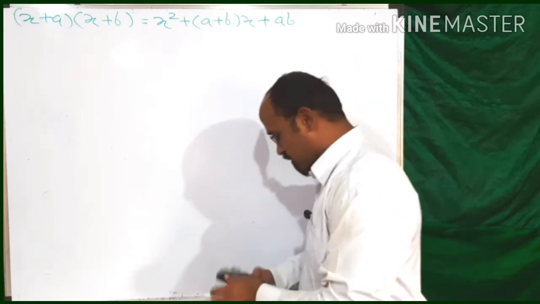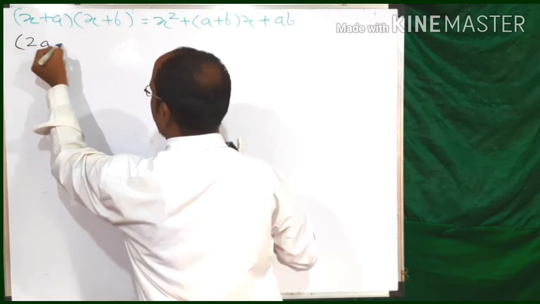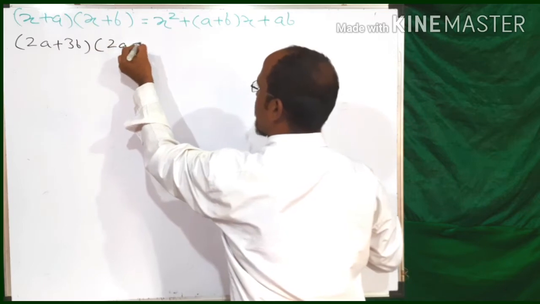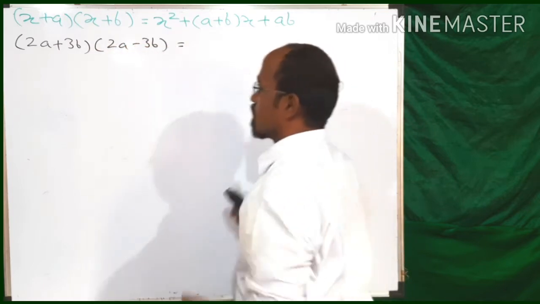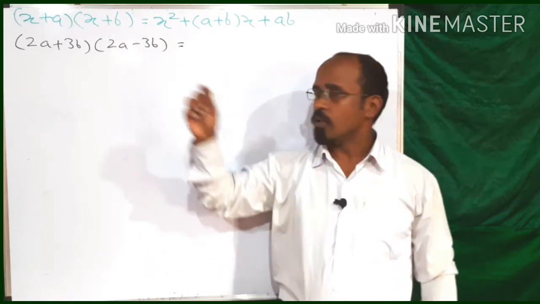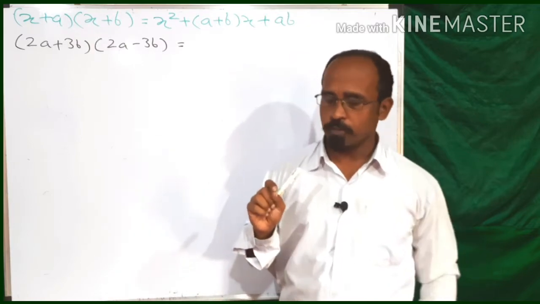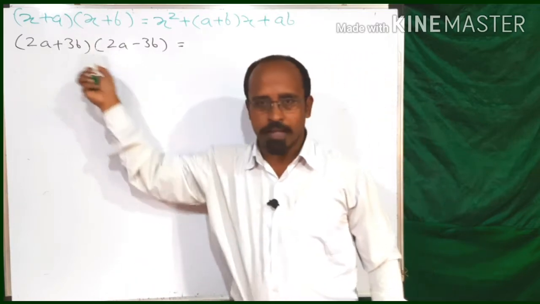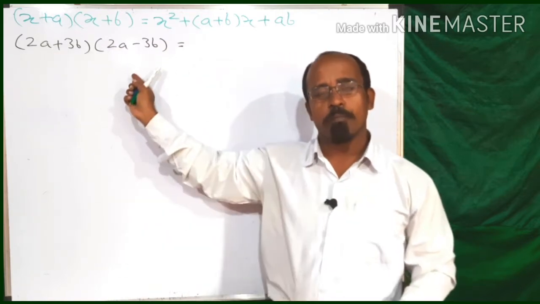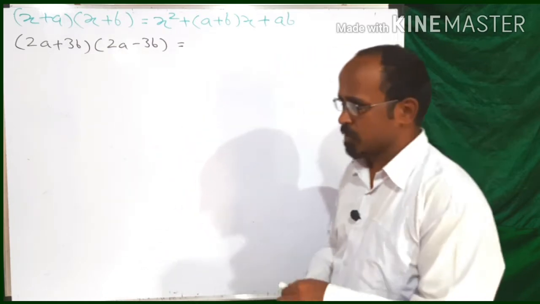The example is (2a + 3b) into (2a - 3b). Friends, can we use this formula in this example? Here there is multiplication of two brackets, so the first condition is fulfilled. The first term in both of the brackets, plus 2a, is the same, so the second condition is also fulfilled, which means we can use the formula. Then first write the formula with an if statement.